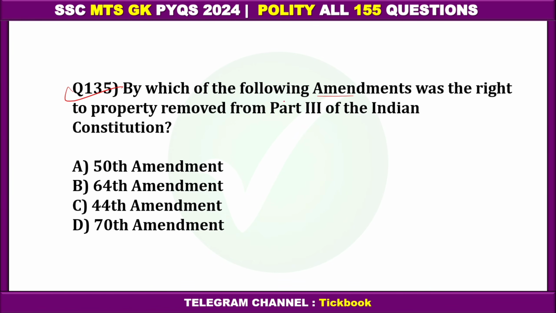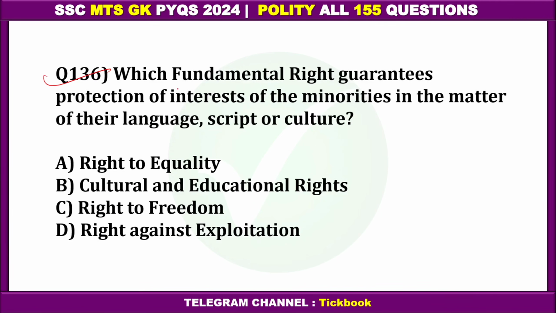135. By which of the following amendments was the right to property removed from Part 3 of the Indian Constitution? Number C. 44th Amendment Act. 136. Which fundamental right guarantees protection of interest of the minorities in the matter of their language, script, or culture? Number B. Cultural and educational rights.